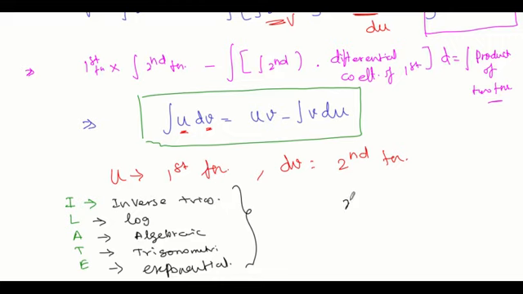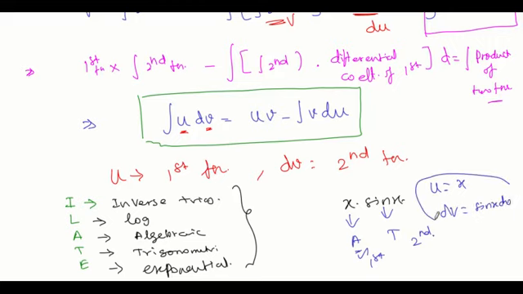If I consider x into sin x, x is actually algebraic. Sin x is trigonometric. Which comes first? A comes first. Then this is the second. That's all, children. We have to choose u equal to x, then dv equal to sin x dx. Like that you will be taking. So very simple. You should remember this idea.